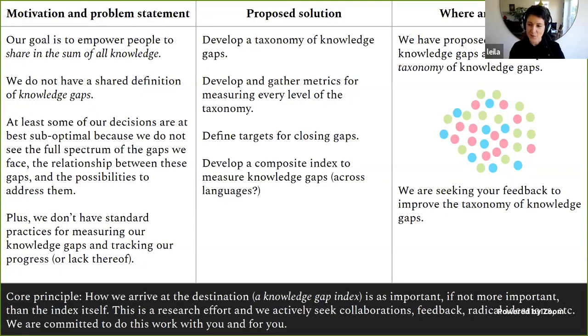I'll say one last thing, which is the bottom of the slides, and it's something that is really core to the work that we do. Our core principle is that while we're working towards developing a knowledge gap index, the process that we use for getting to that index is as important, if not more important, than getting the index itself. There's going to be a lot of learning through iterations that we do with you, and we hope to learn from you and also help you understand better our perspective and learn from us.